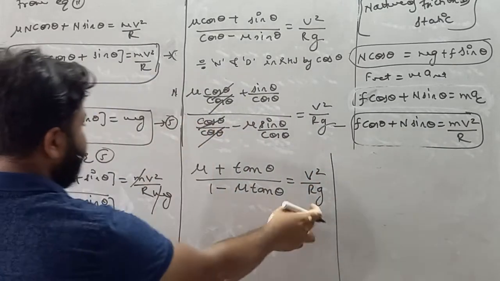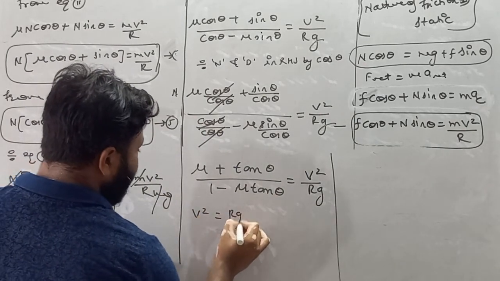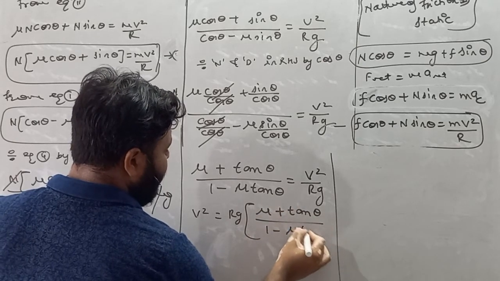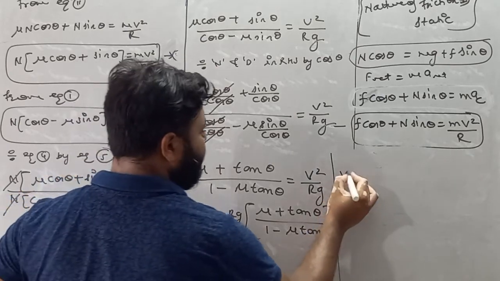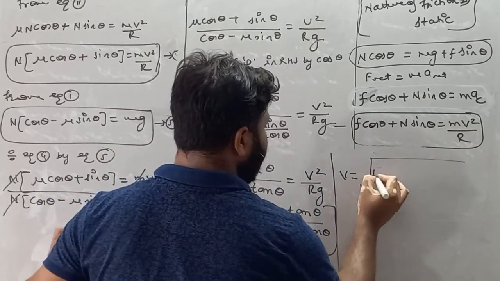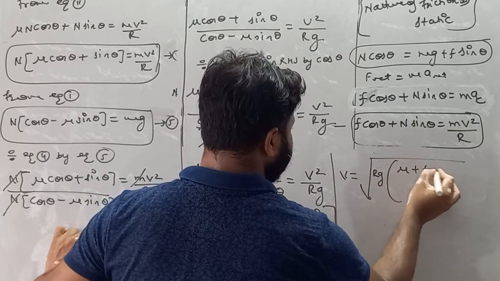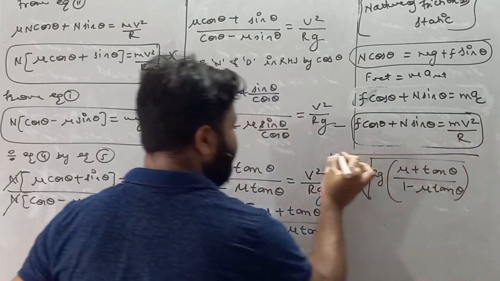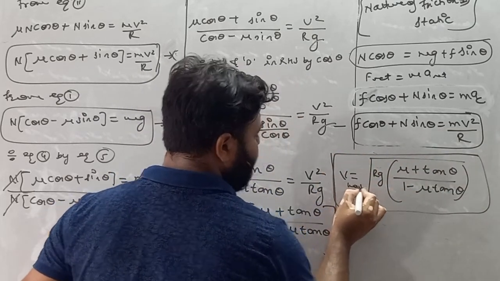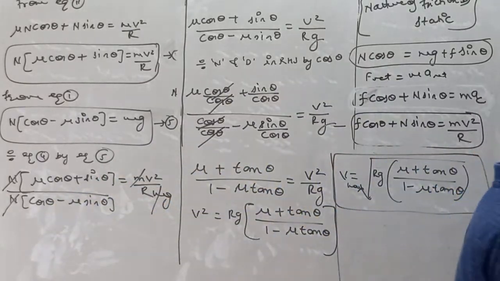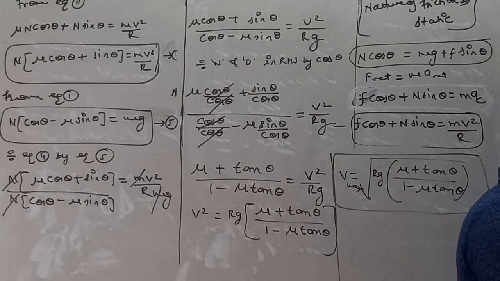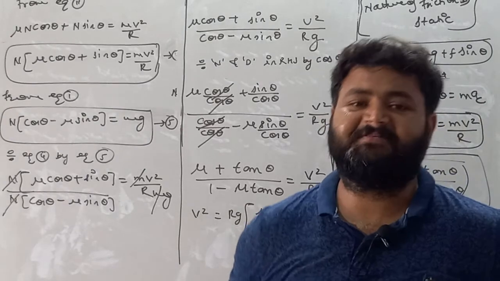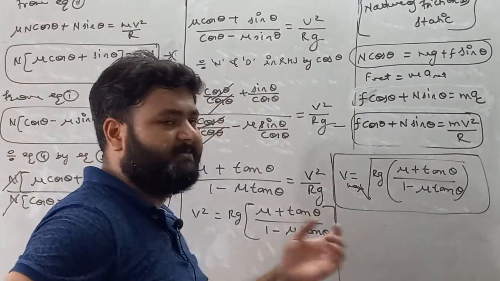Taking rg this side, so v square equals rg times mu plus tan theta divided by 1 minus mu tan theta. So v becomes equal to under root of rg into mu plus tan theta divided by 1 minus mu tan theta. And remember, my dear student, this velocity is the maximum velocity. When the body tends to slide up, the velocity with which the body is moving on the banked road is called, my dear student, the maximum velocity.